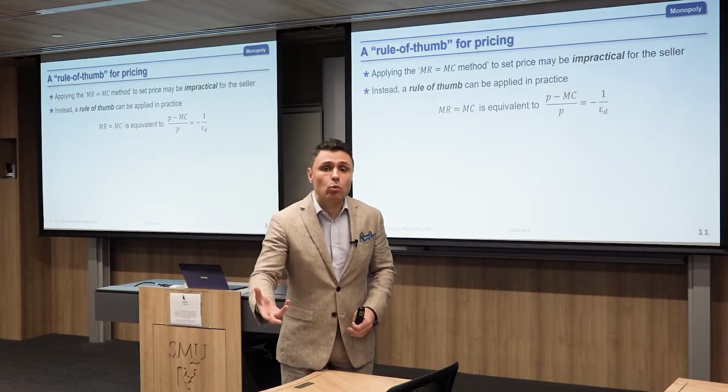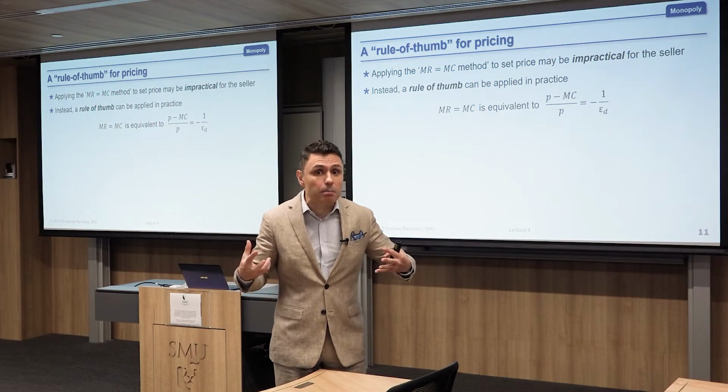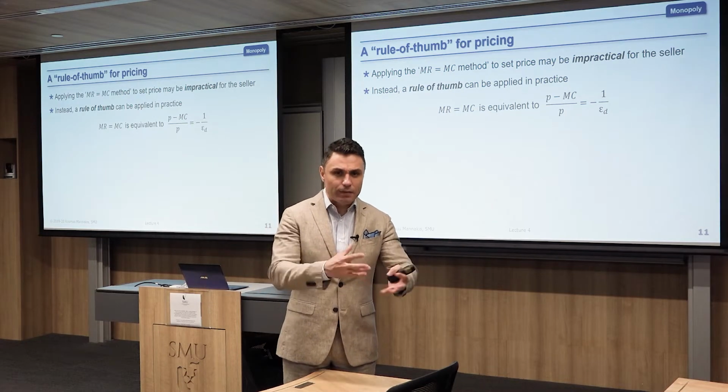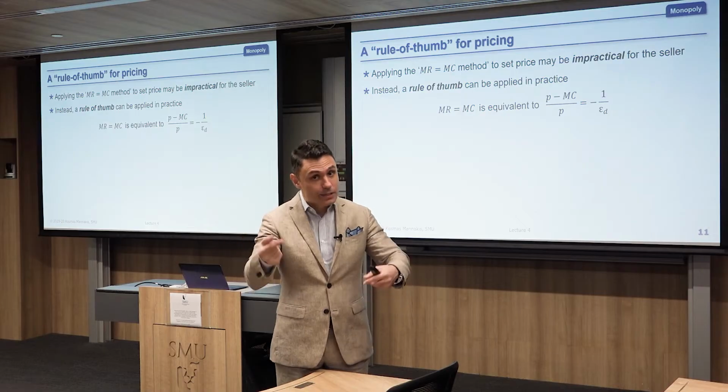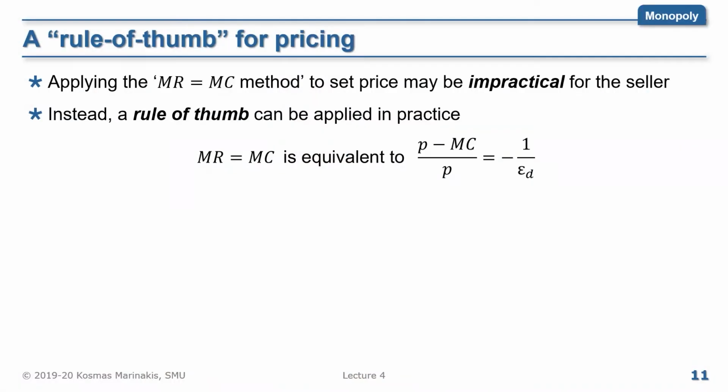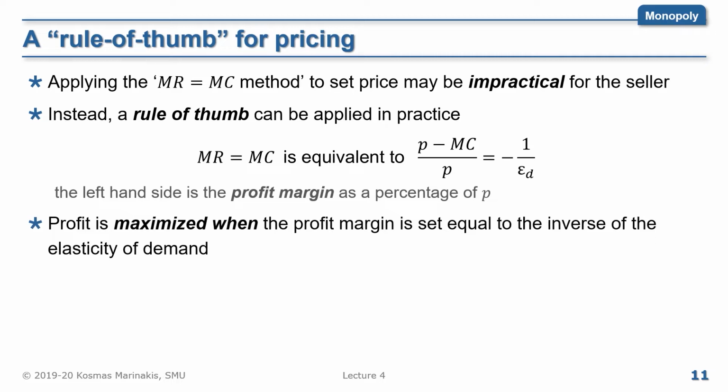What can you get away with? You have a feeling for that in the market, and this feeling is 1 over your elasticity. You never give it a number as the inverse elasticity, but you do understand intuitively how much you can get away with. So the left-hand side is the profit margin as a percentage of the price, and the right-hand side is how much you can get away with. So profit is maximized either when MR equals MC, but also equivalently when the profit margin is set equal to the inverse of the negative of the elasticity of demand.